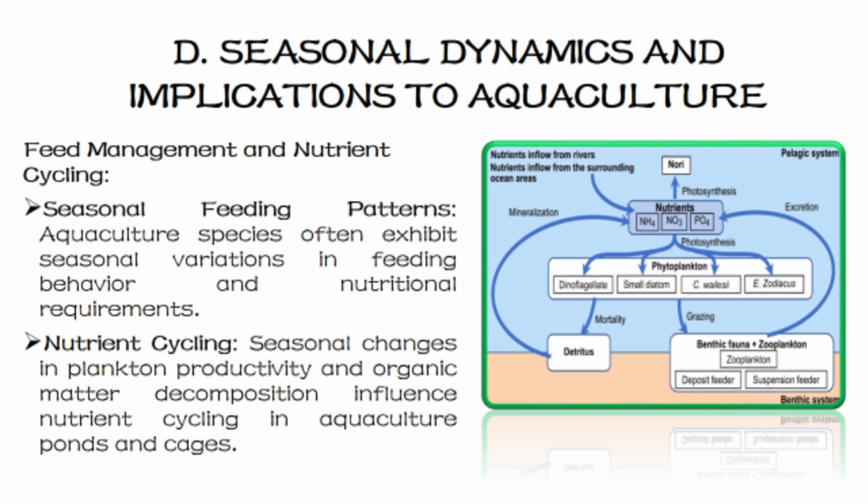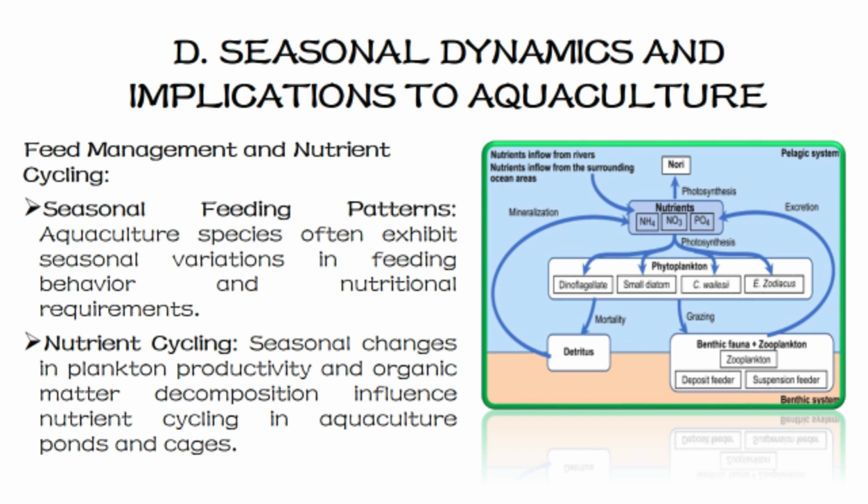Next, we have the feed management and nutrient cycle. The seasonal feeding patterns: aquaculture species often exhibit seasonal variation in feeding behavior and nutritional requirements. And then, these aquaculture farmers need to adjust feeding regimes accordingly to optimize growth and minimize feed waste.